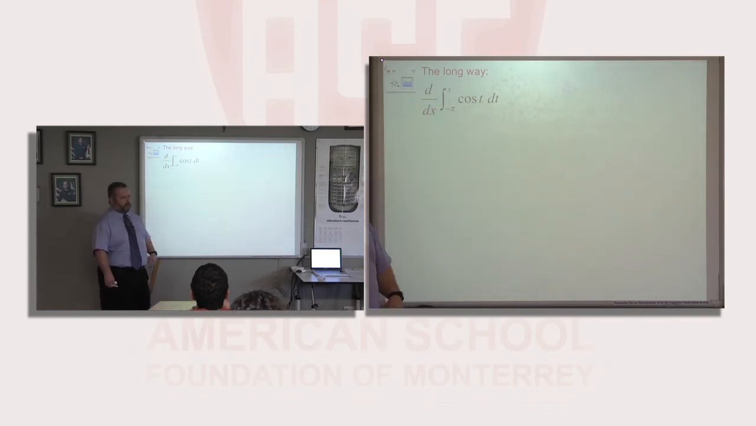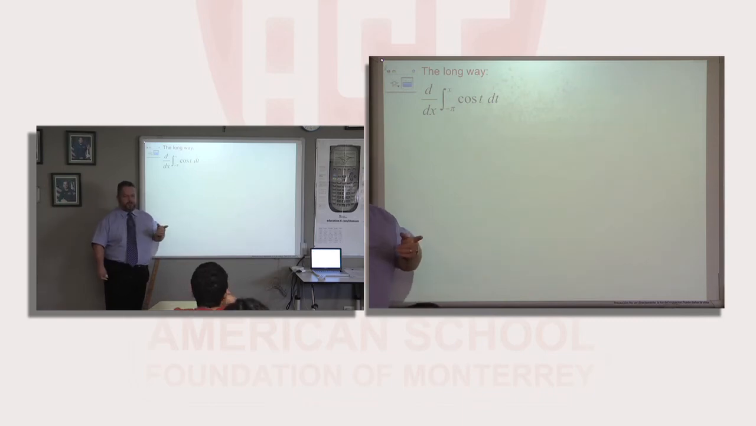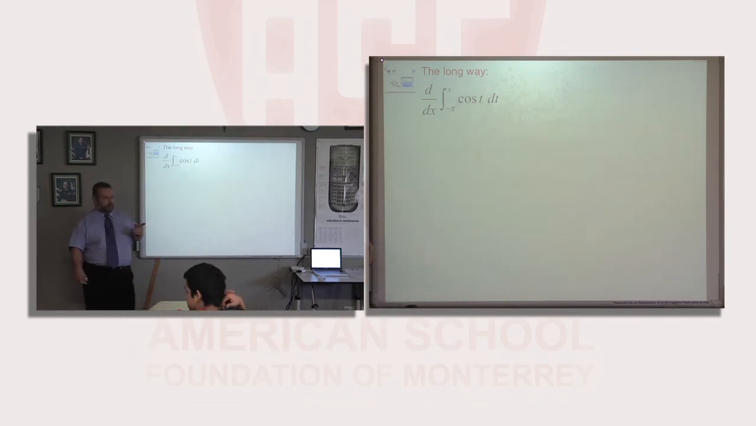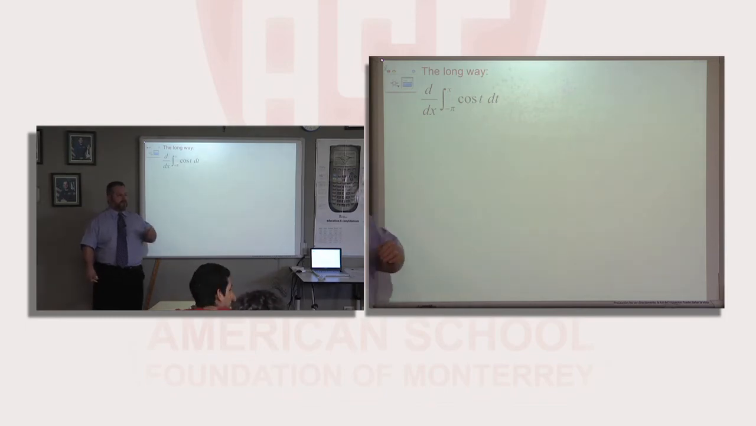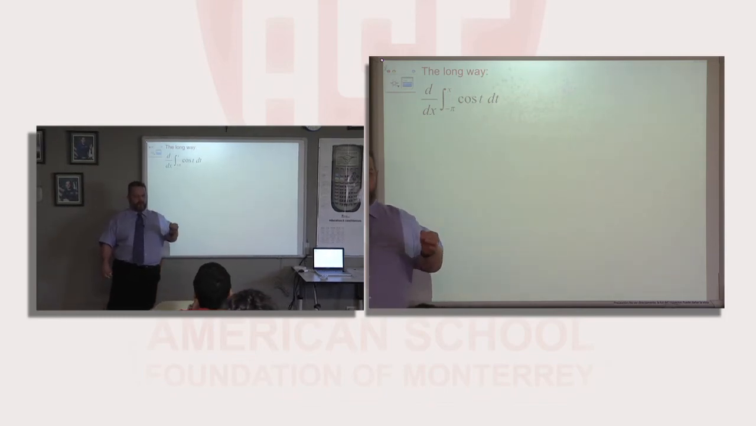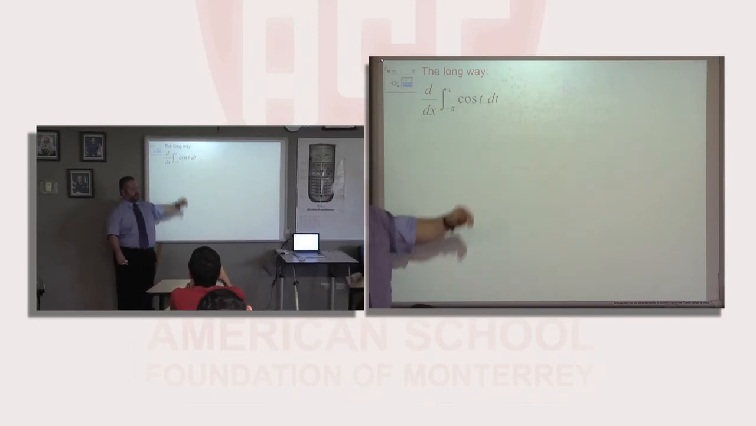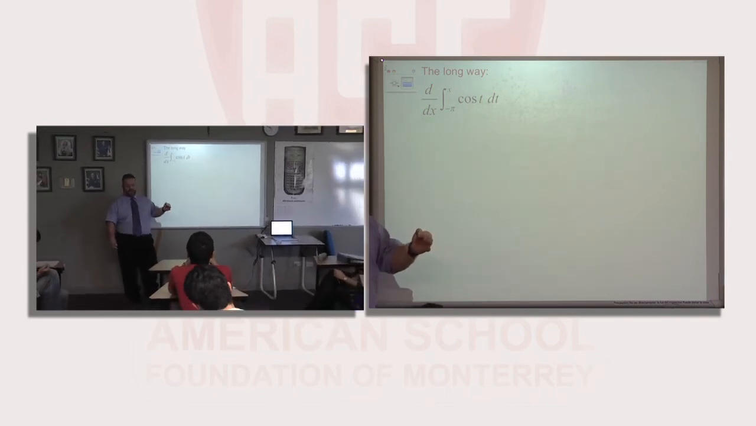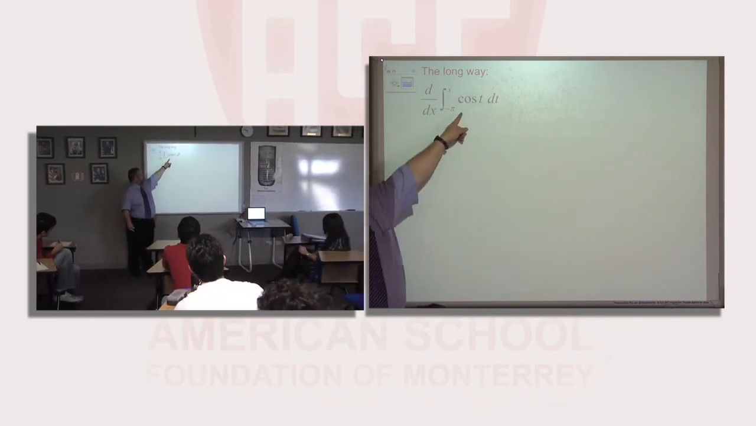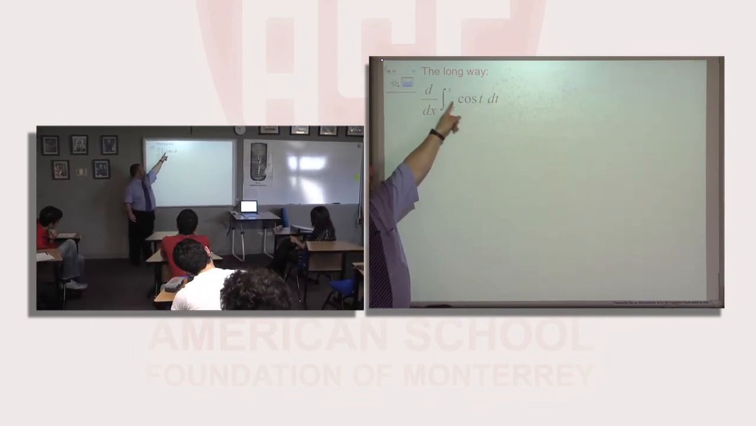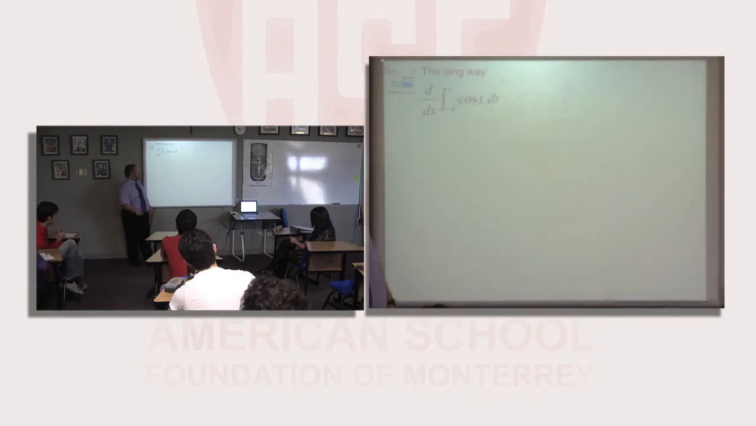Positive sine t. Why is it not negative? What's he doing? Why? What are you doing? You're confusing derivatives and integrals, right? We want the antiderivative, which is the function whose derivative is cosine t. The derivative of what is cosine t? Sine t. So my antiderivative is going to be sine t evaluated from x to negative pi.